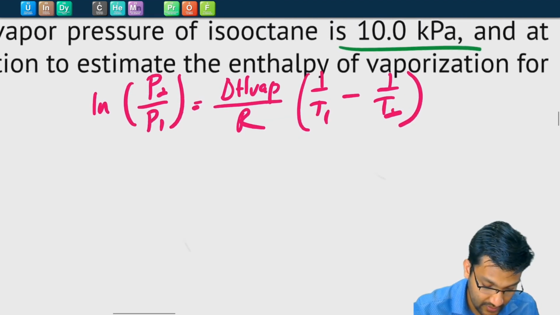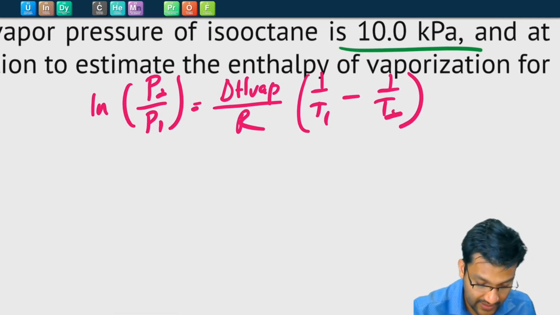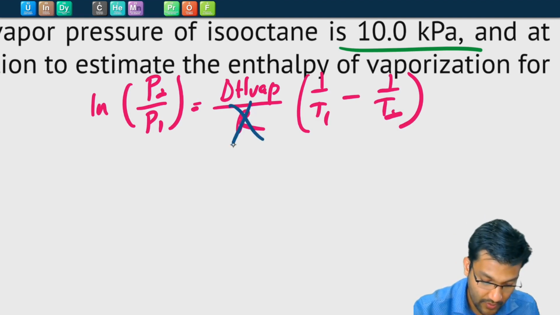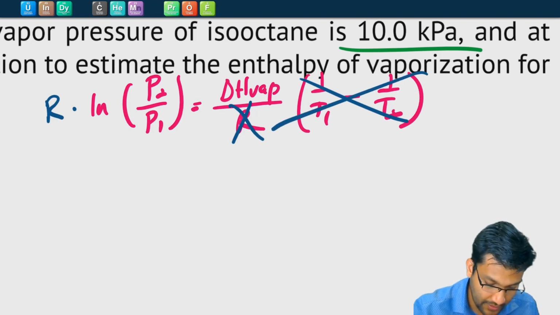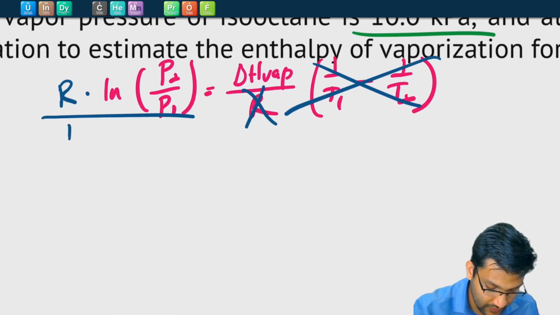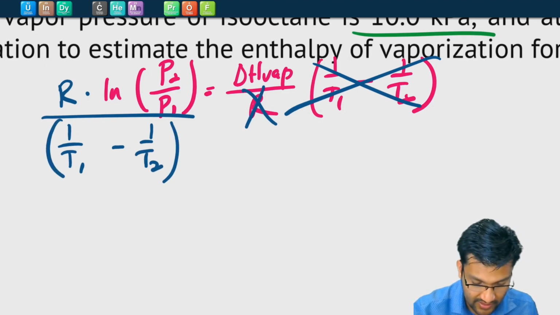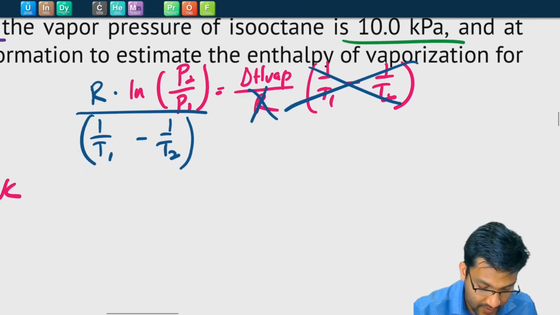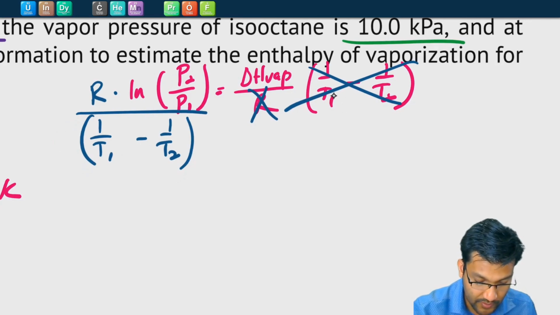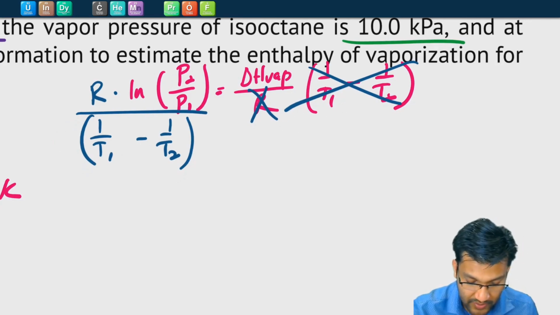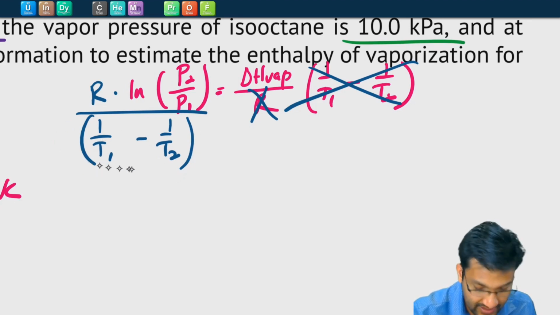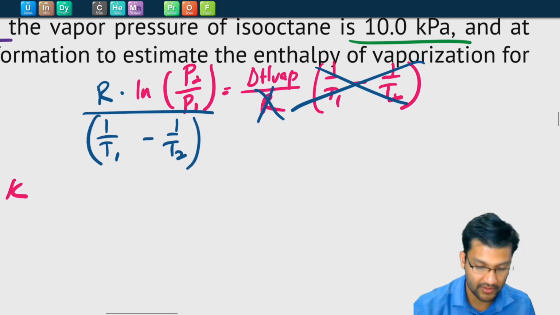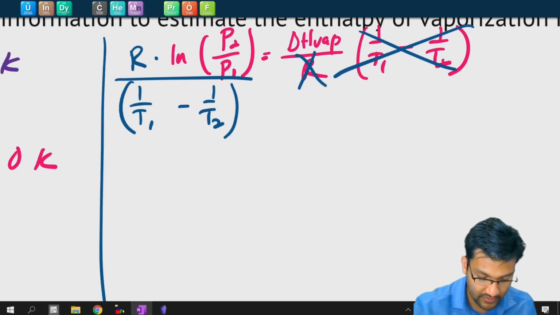But how am I going to do that? Well, let's take everything else on the left-hand side that's not the enthalpy of vaporization. So we multiply both sides by R, and then we'll have to divide both sides by this whole thing. So it's divided by 1 over T1 minus 1 over T2. Well, that wasn't as hard as I thought. There it is. Note that we couldn't just subtract out or flip these temperatures, even though we're dividing by it. We're dividing by the entire thing. And so be careful with your algebra when we're using that.